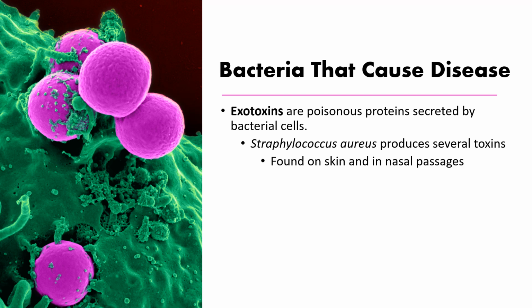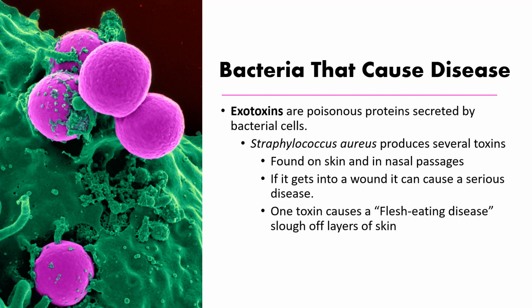Now, Staphylococcus aureus is found on our skin and in our nasal passages, and it's normally there. But unfortunately, if it gets inside of a wound, it can actually cause a serious disease. One of the problems is it can cause a flesh-eating disease when your skin just keeps on sloughing off layers. There's another type of Staphylococcus aureus toxin that causes toxic shock syndrome. And you probably have heard of this one. Mostly it has to do with, everyone gets scared by using tampons. If you leave a tampon in too long, the Staphylococcus aureus toxin can cause toxic shock syndrome.